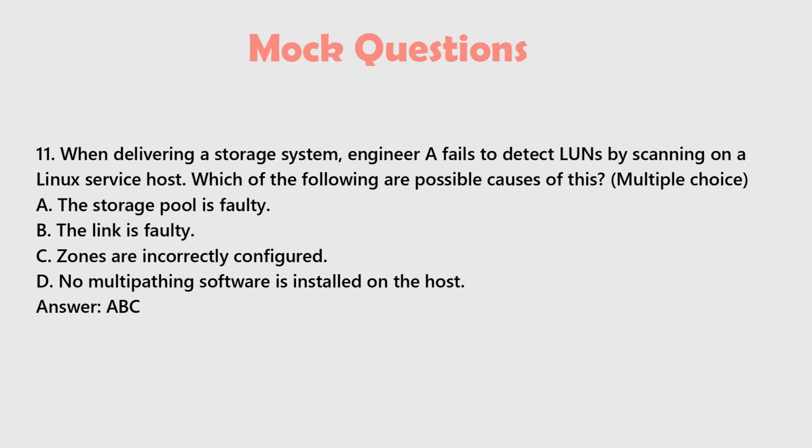11. When delivering a storage system, engineer A fails to detect LUNs by scanning on a Linux service host. Which of the following are possible causes of this? Multiple choice. A. The storage pool is faulty. B. The link is faulty. C. Zones are incorrectly configured. D. No multipathing software is installed on the host. Answer: A, B, C.